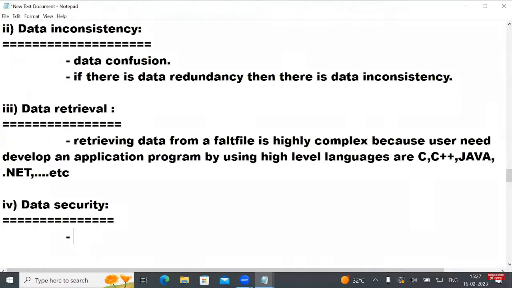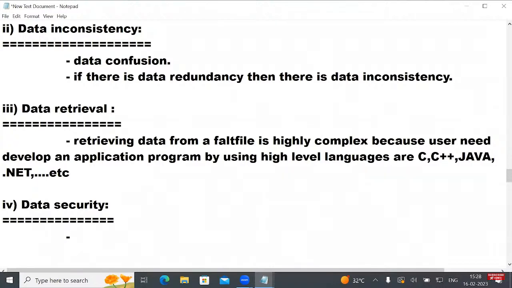Role-based security. What is the role? That we will cover in main classes. Step-by-step security process will be there. That's why at every step you need a permission. Then only I can do that work. Otherwise, impossible. So that kind of high-level security is there in databases. But flat files are not secured. So this is one of the drawbacks in flat files.